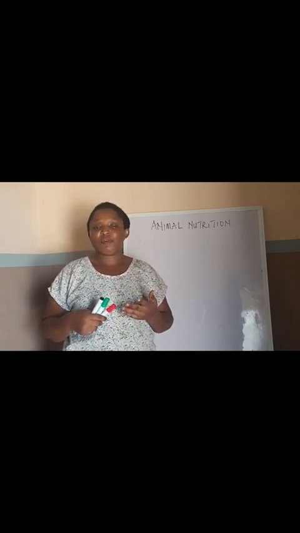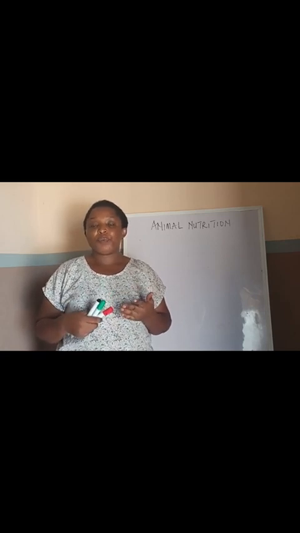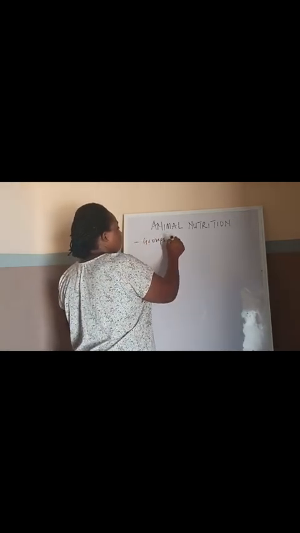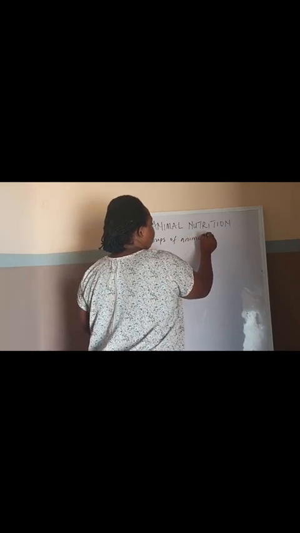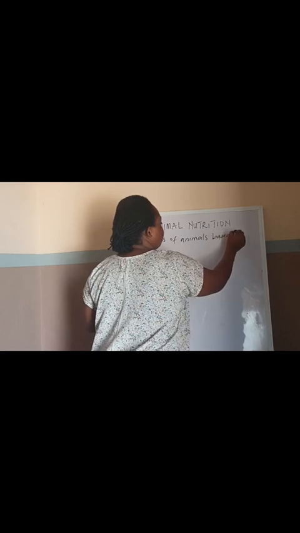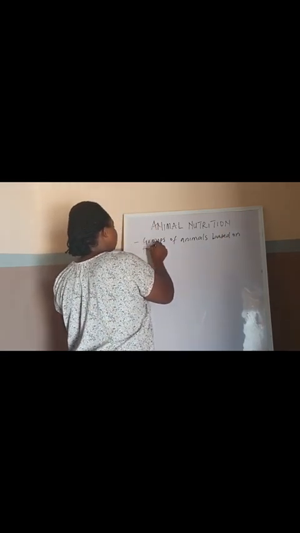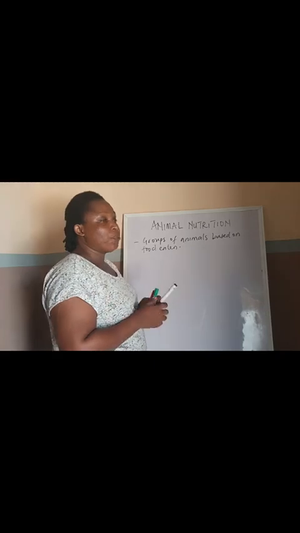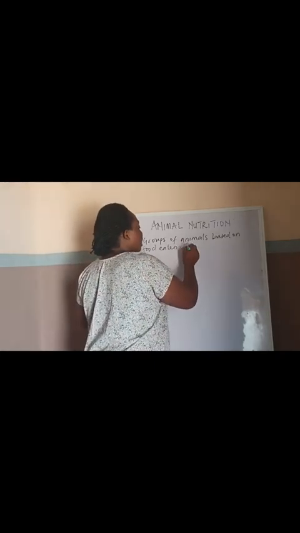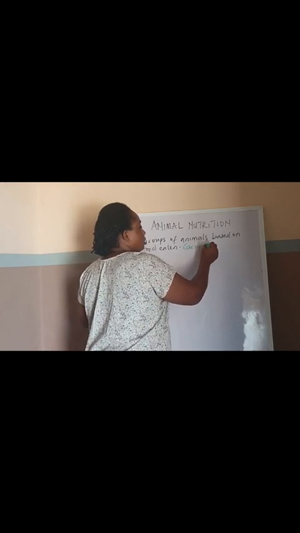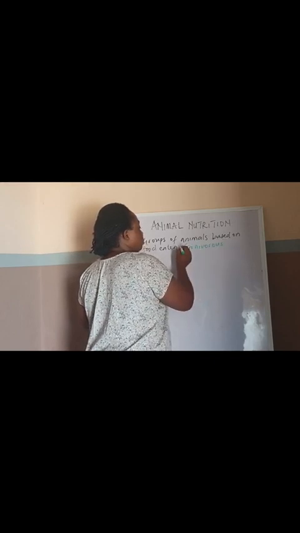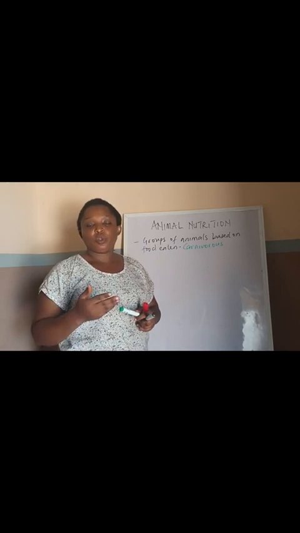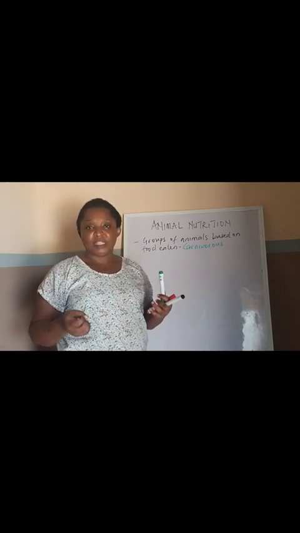Based on the type of food that animals eat, animals are grouped into three. So we have three groups. The first group is the carnivorous group. These are animals that feed on flesh. This group of animals eat meat, they eat flesh.